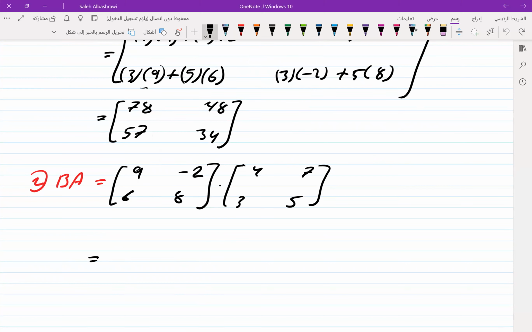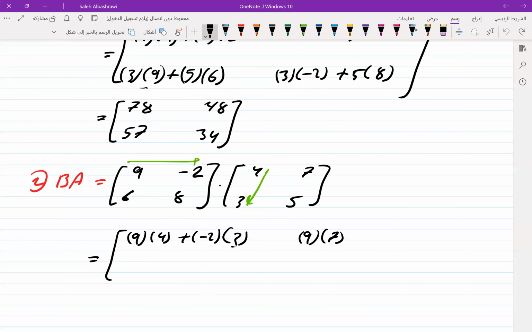Which is equal to 9 multiplied by 4 plus minus 2 times 3. Row with columns. Second one, 9 multiplied by 7 plus minus 2 times 5. Second column.